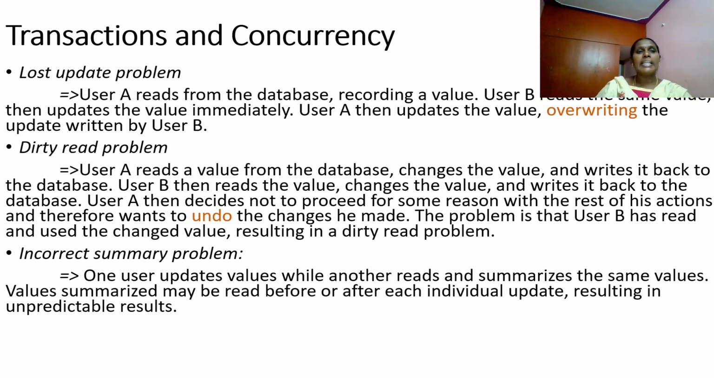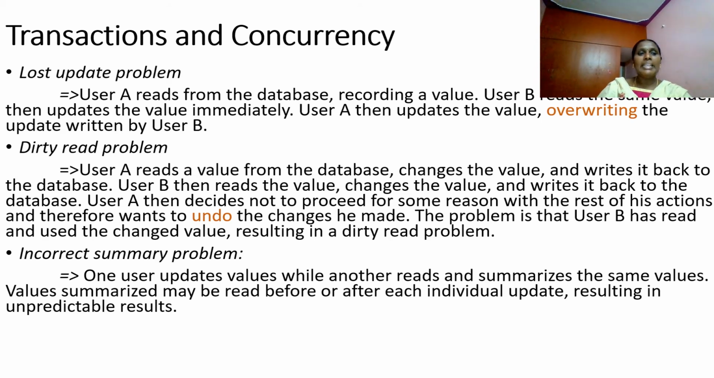Next is the dirty read problem. User A reads a value from the database, changes the value and writes it back to the database. User B then reads the value, changes the value and writes it back to the database. Now user A wants to do an undo process. What will happen? The undo will change or delete the update made by user B, right? So this is called the dirty read problem.